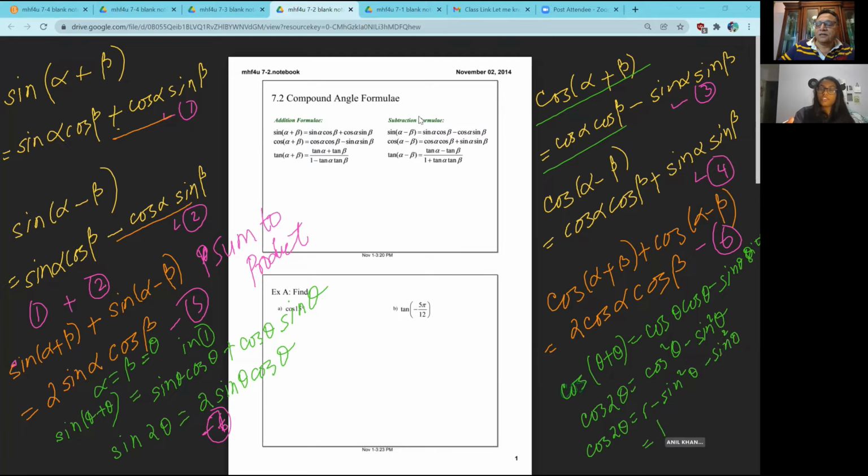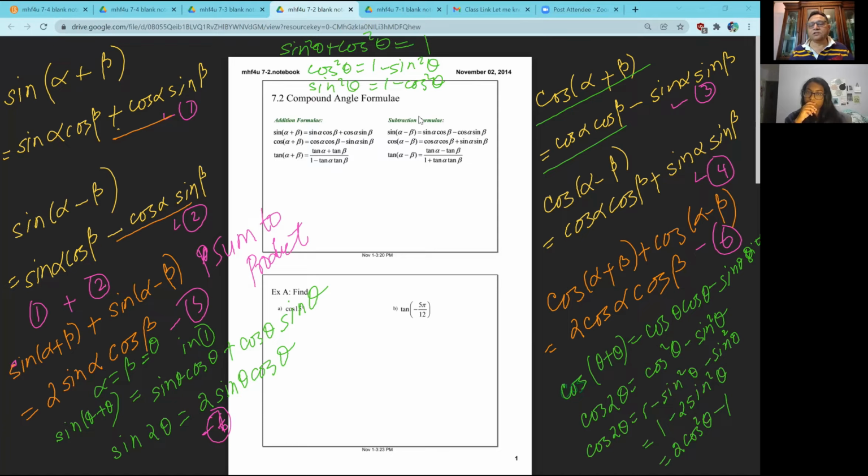So how did you get that from the cos 2 theta? Cos square theta is 1 minus sine square theta, right? We know the Pythagorean theorem: sine square theta plus cos square theta is equal to 1. That means cos square theta equals 1 minus sine square theta, correct? And also sine square theta equals 1 minus cos square theta. Okay. So if I write sine square theta as 1 minus cos square theta, I get a formula which is 2 cos square theta minus 1. So with cos 2 theta, I have 3 different formulae.